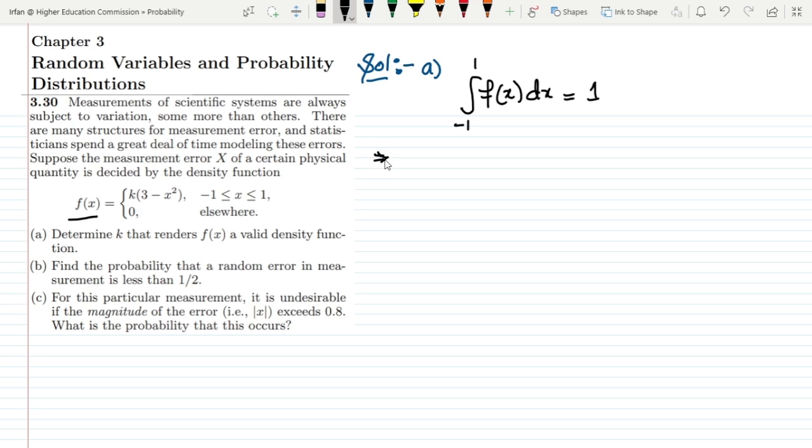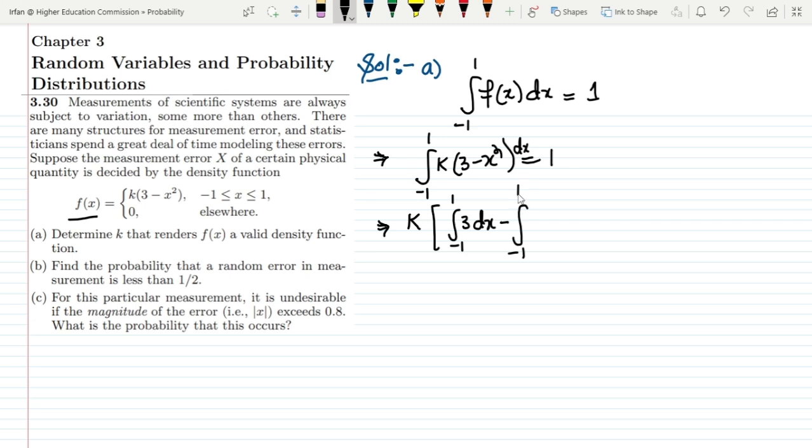Okay, so let me put values here, which are the values of f of x. So here this would be the integral from -1 to 1 of k times (3 minus x square) dx, and it should give me 1. Now, k is a constant. Similarly, here I will have the integral from -1 to 1 of 3 dx, and here also we must have minus the integral from -1 to 1 of x square dx, and it must give me 1.